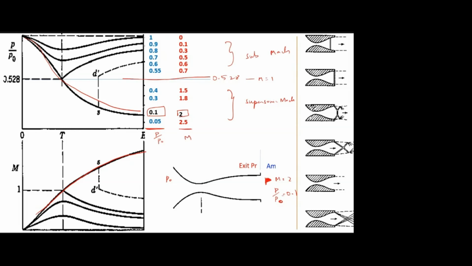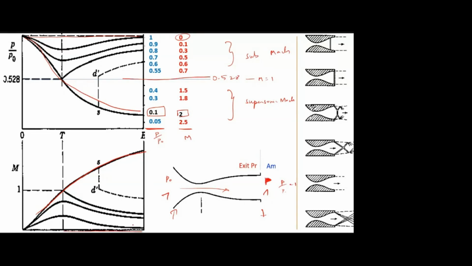Now you see, initially I'm maintaining P by P naught of 1. That means here and here I'm keeping the same pressure. Then only I will get P by P naught of 1, right? Initially there is the same pressure on both sides. If both sides have the same pressure, then there is no flow. Flow will be due to high pressure to low pressure. So due to the same pressure, there is no flow. Mach number is 0. I am getting just a straight line here and here.